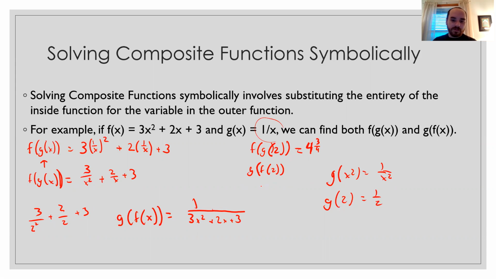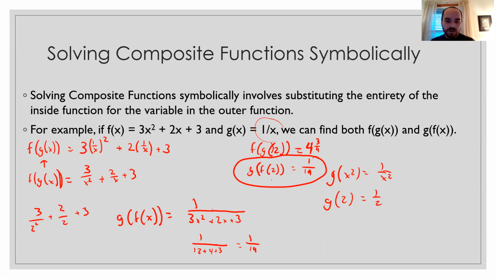G of f of 2, however, all we're doing is plugging in 2 wherever we see x into this equation. So we'd have 1 over 3 times 2 squared, which is 4. So 3 times 4 is 12, plus 2 times 2, which is 4, plus 3. So basically you have 1 over 19. And you'll notice that these are incredibly different answers. 1 over 19 versus 4 and 3/4 are obviously not the same thing.